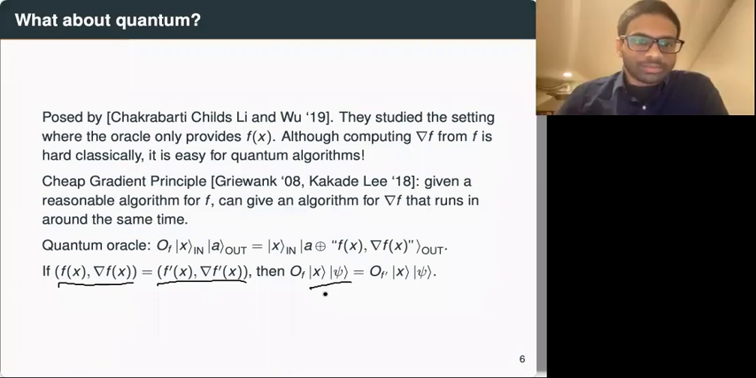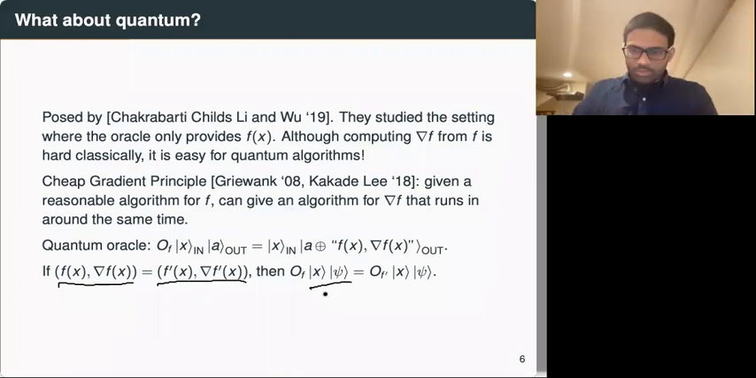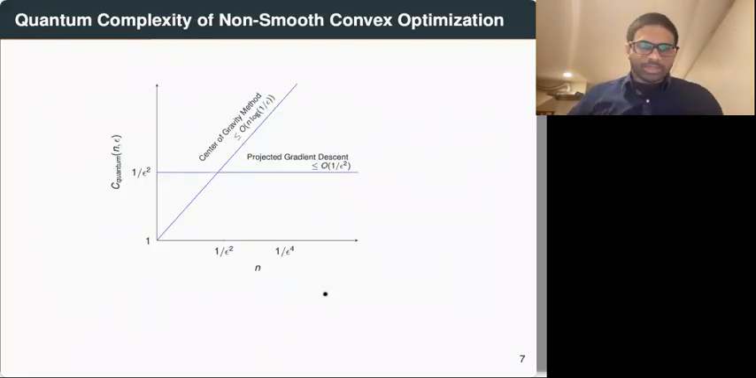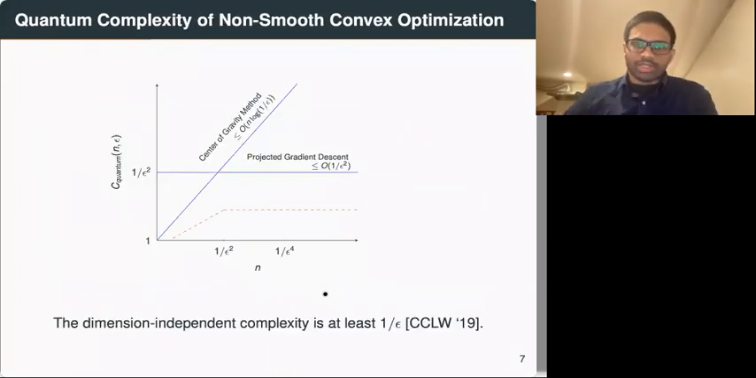All right, so what do we show about the quantum complexity of this task? Well, it was implicit in the paper of Chakrabarty, Childs, Lee, and Wu, one of the lower bounds that they had given in a different setting implied a lower bound of 1 by epsilon for our setting also of non-smooth convex optimization. And so these are the lower bounds that were implied from their paper. According to this, it's still possible that you have a quadratic speedup for dimension independent complexity of non-smooth convex optimization.